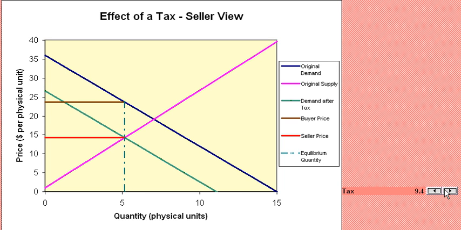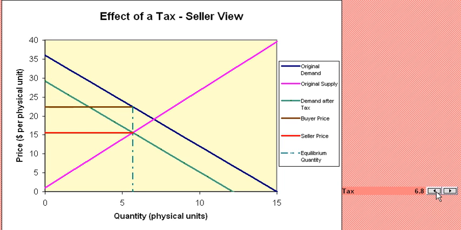So the tax causes a demand curve to shift down. This is giving the same results as in the previous picture. It's just representing it differently.